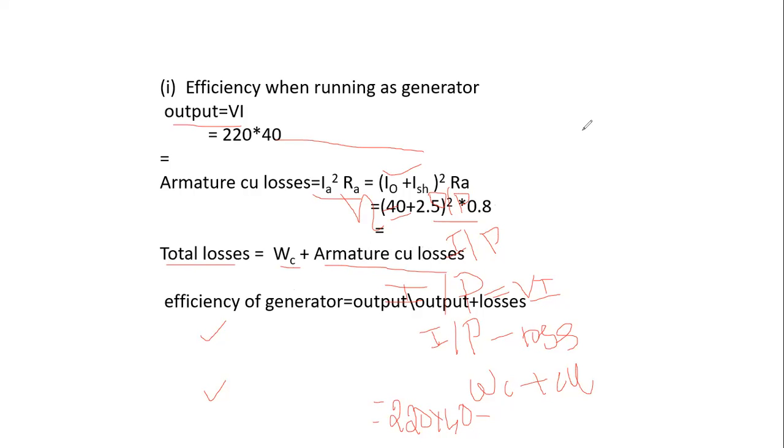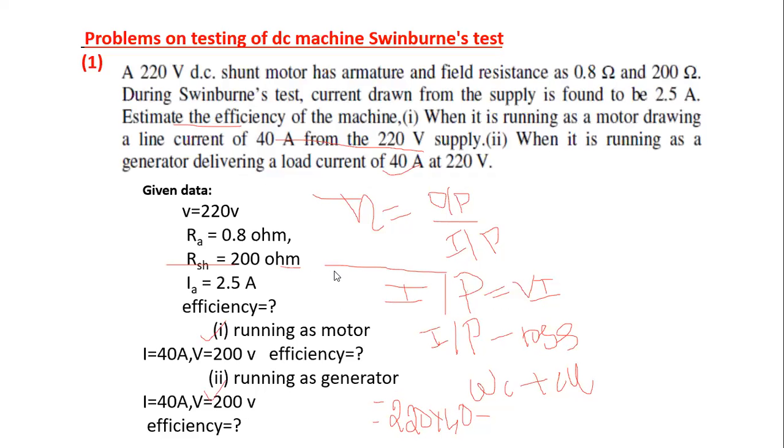The efficiency of a generator is output by input. What is the input formula? Output plus losses. Therefore, output is V into I, and losses are WC plus armature copper losses. This is the efficiency as a motor and as a generator. Understand? As a motor and as a generator. First of all, this is the given data.